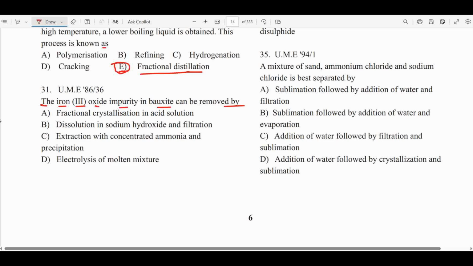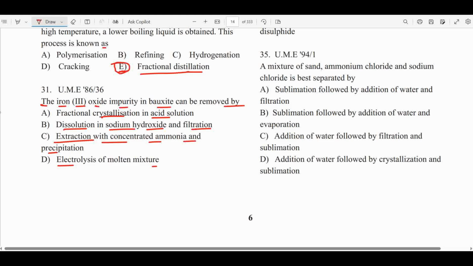So if you bear that in mind, let's look at the options first. It says fractional crystallization in acid solution, dissolution in sodium hydroxide and filtration, extraction with concentrated ammonia and precipitation, D. Electrolysis of molten mixture. So how do you remove iron 3 oxide impurity? So iron 3 oxide impurity does not react with or in the alkali solution. So they can be filtered off.